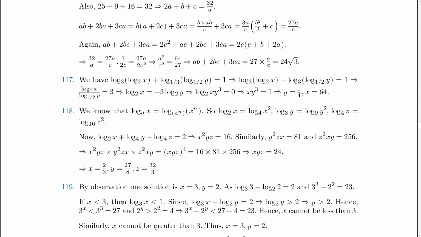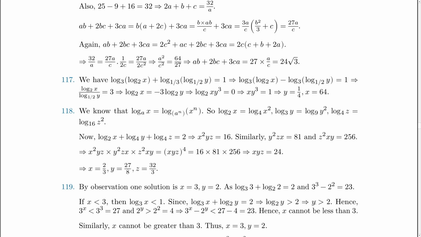So if x is less than 3, then log of x with base 3 is less than 1. And since we have this equation, log of y with base 2 will be greater than 2, and that means y is greater than 2. Okay, so question 190 pattern makes sense.